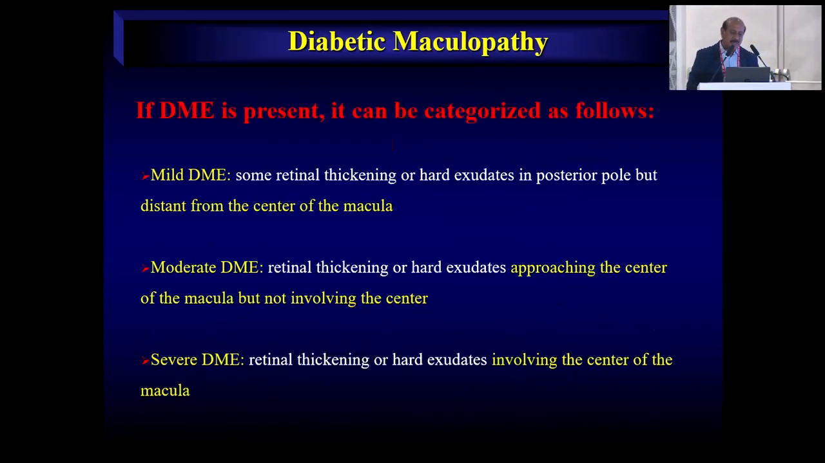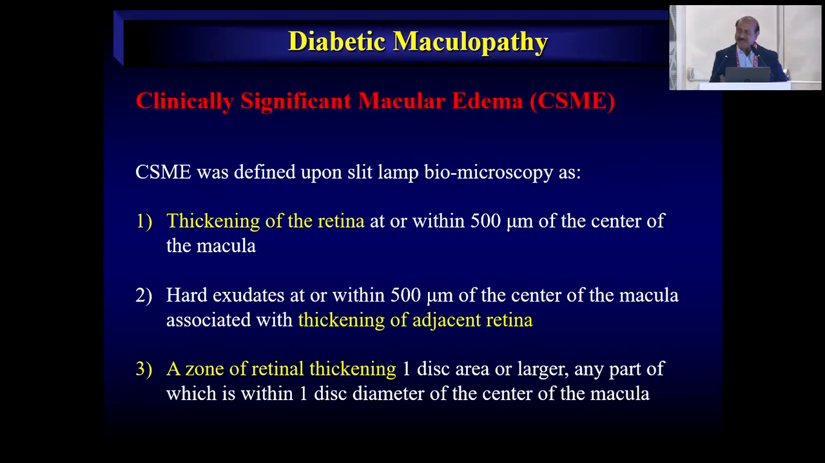And diabetic macular edema, again, there are 3-4 classifications for diabetic macular edema. This is mild, moderate, and severe, depending upon the center involvement. Then CSME is the standard classification, which we always tell you, but here what is important is retinal thickening or retinal edema.